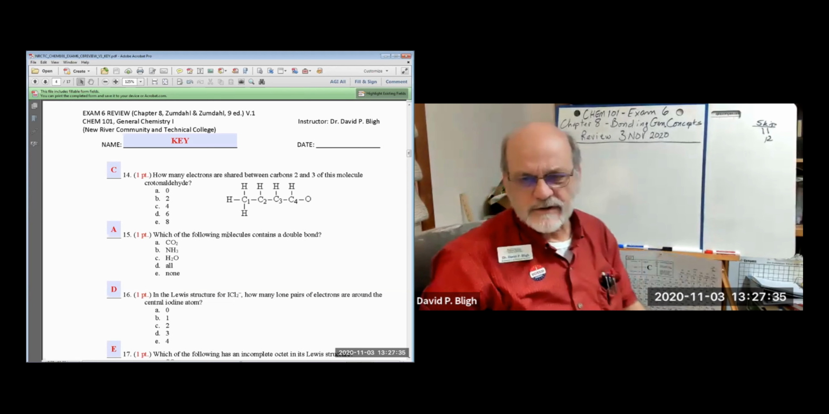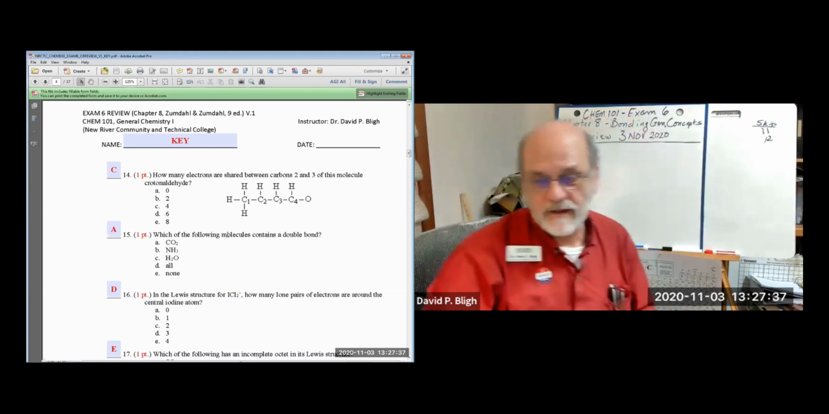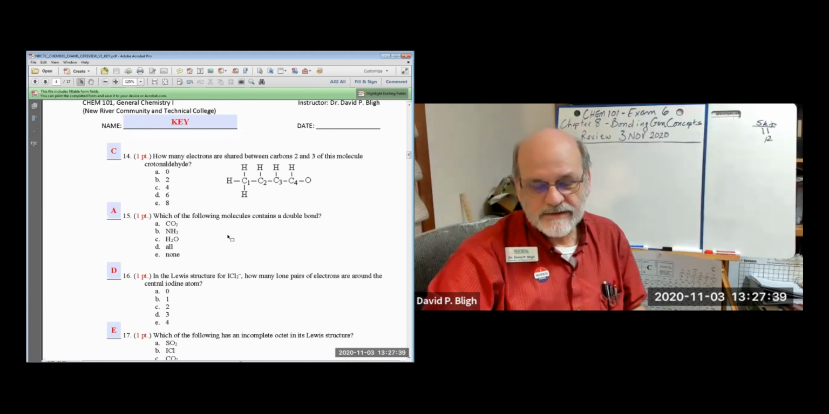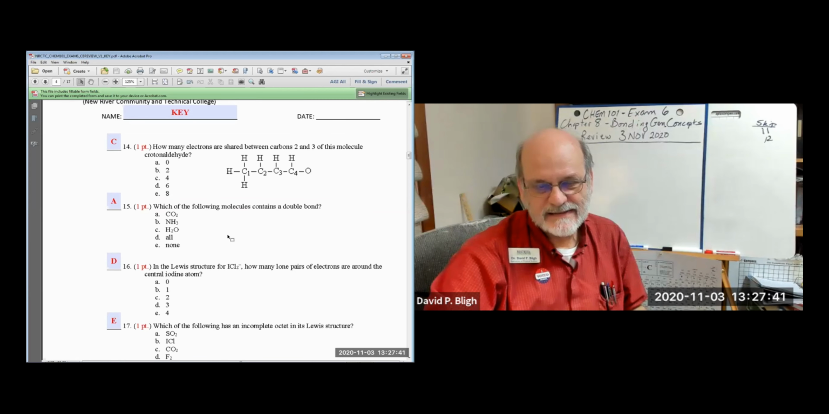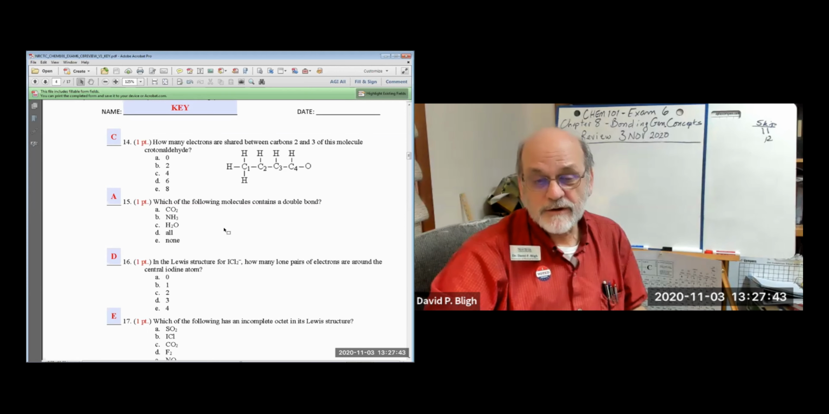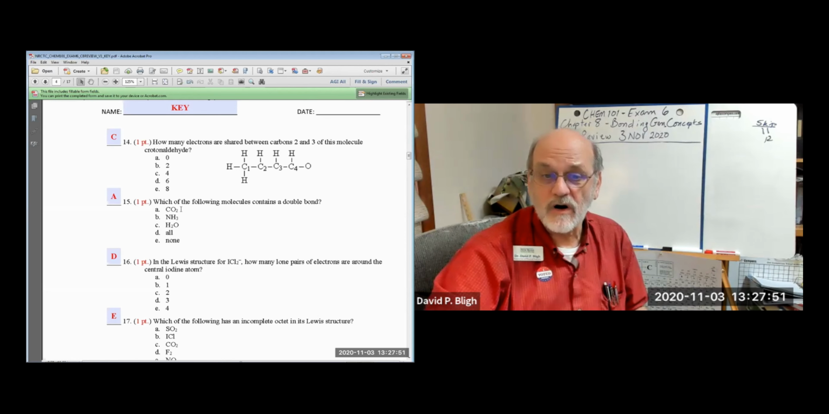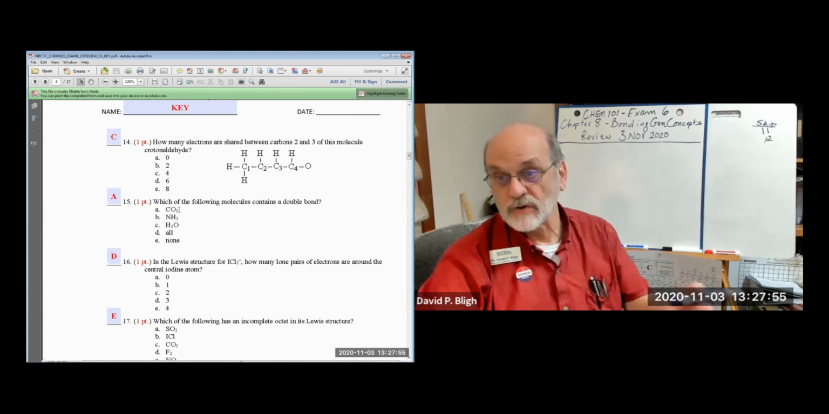Okay, I actually did 13 and 14 there. Let's see. We answered 15 when we drew the structures. There are no double bonds in ammonia. There are no double bonds in water. The only double bonds there are in carbon dioxide. In fact, there's a double bond on both sides of the carbon.